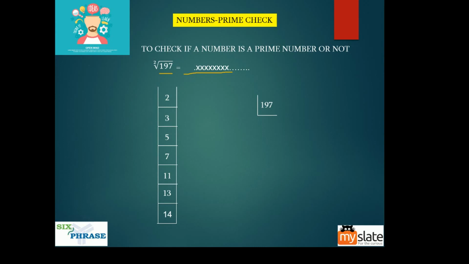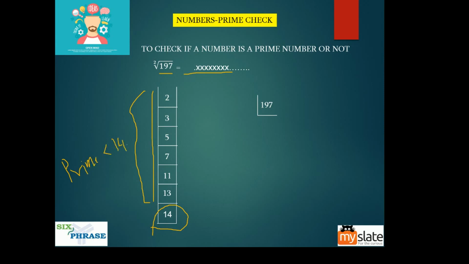So what this suggests is, you take the square root and you just need to check these numbers alone. If you look at it, all these are prime numbers. I've taken only prime numbers less than 14. That is what we are going to check. So that is a very limited set of numbers which you can use to divide 197 by.